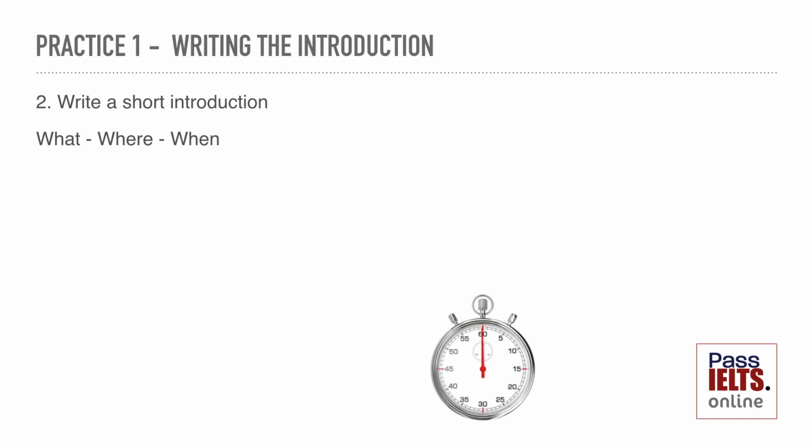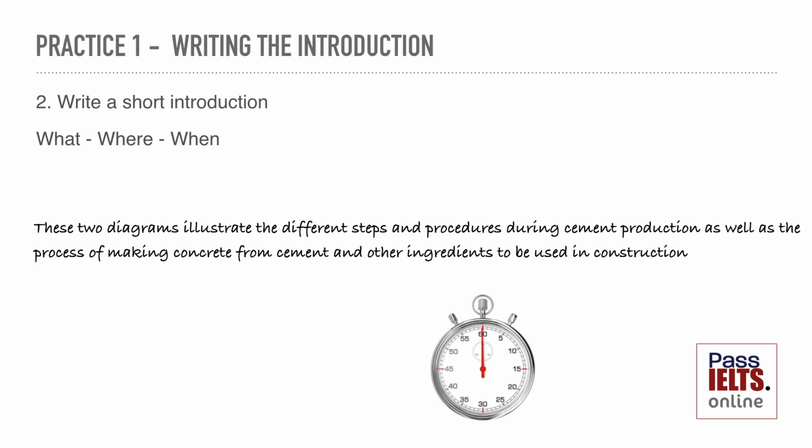Your time is up now. So you could write something like this, but this is only one possible answer. These two diagrams illustrate the different steps and procedures during cement production, as well as the process of making concrete from cement and other ingredients to be used in construction.